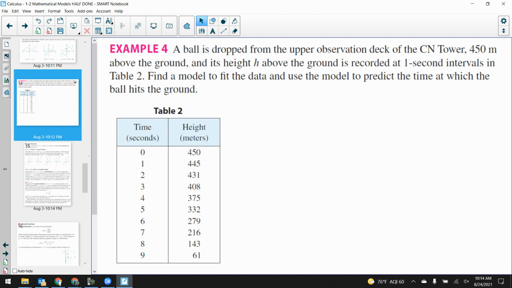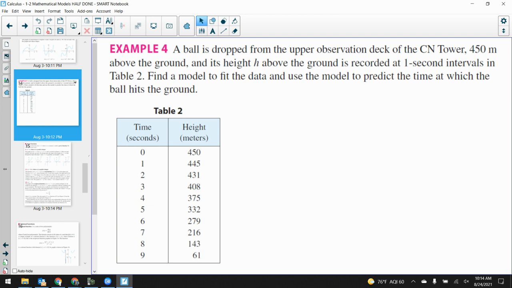A ball is dropped from the upper observation deck of the CN Tower, 450 meters above the ground, and its height h above the ground is recorded at 1 second intervals in Table 2. Find a model to fit the data and use the model to predict the time at which the ball hits the ground.